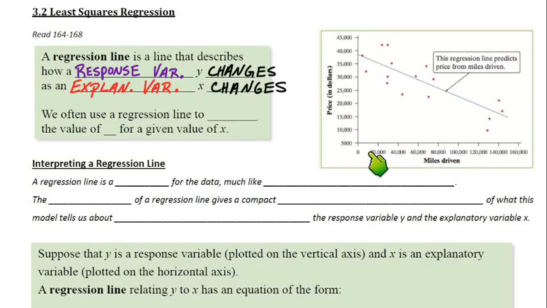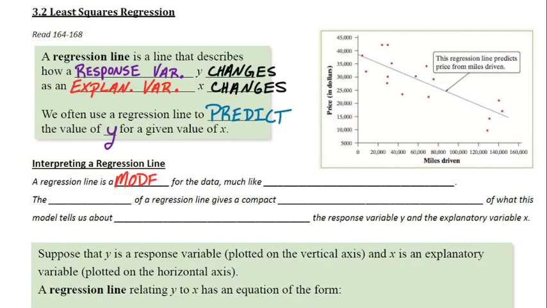Here the explanatory variable is the miles driven, and the response variable is how much the vehicle's worth. So the regression line is like the best fit line that goes between those points. We often use a regression line to predict the value of y for a given value of x. So if you tell me how many miles the vehicle's been driven, I can make a prediction for you as to how much it'll be worth.